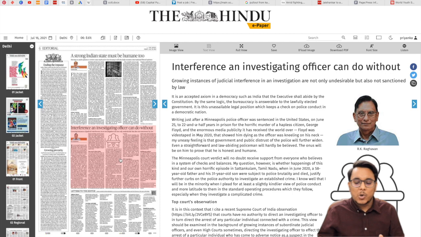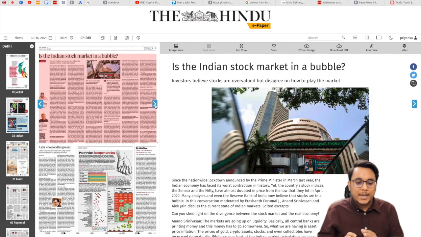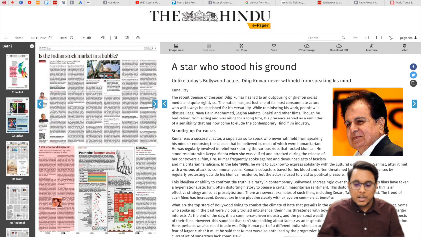Then guys, this article is talking about how the judiciary should not interfere in the investigation and all such kind of matters. Then the next page is talking about whether the Indian stock market is in a bubble or not. Now guys, this is a very evolving kind of thing. So these trends change very rapidly, not very important for UPSC. Then guys, this article talks about Dilip Kumar.